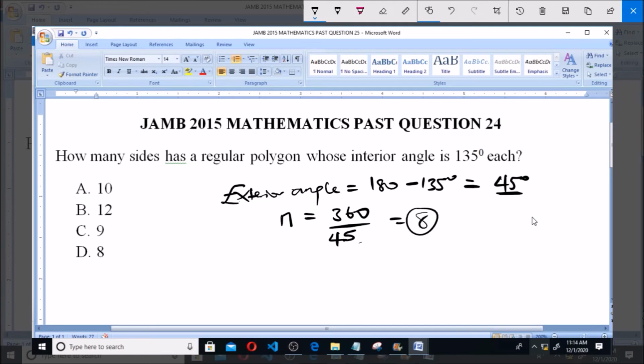So the number of sides of this regular polygon is 8, and that is option D. So this is an octagon.